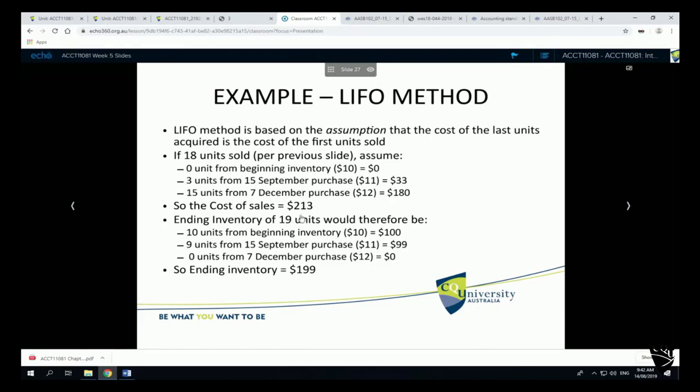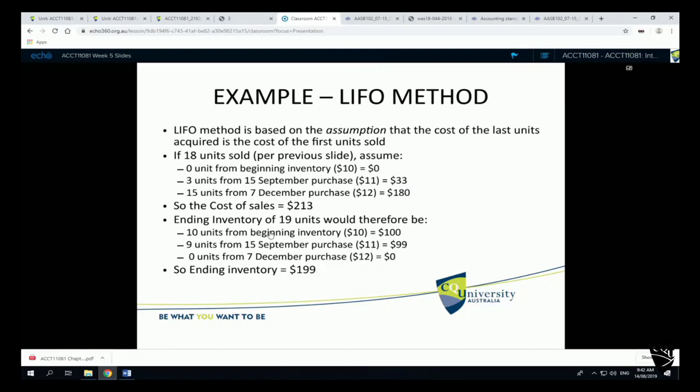That means then, out of the 19 inventory units we have left on hand, that we'd have 9 units from our 15th September purchase at $11 and all of our opening inventory valued at $10 each. Okay, so our ending inventory would simply be the $199. Using this method, what we've done is we've assigned the value of the last inventory purchased to the first units that have been sold. Hence the name last in, first out.